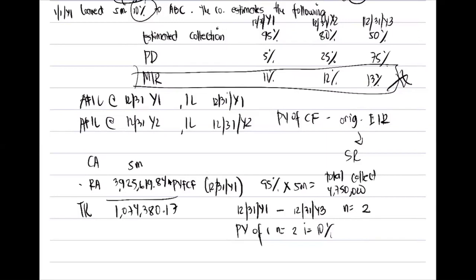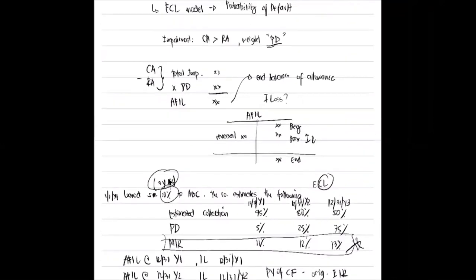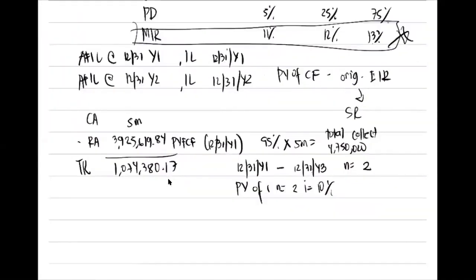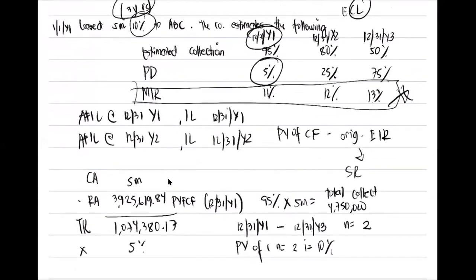1,074,380.17. Okay. So after natin nakuha yung ating total impairment loss, ano na yung next step natin? Balik tayo dito. So after we get the difference between the carrying amount and recoverable amount, that is the total impairment loss, we multiply it to the probability of default so that we get the AFIL. So our probability of default as of December 31, year 1 is 5%. So i-multiply lang natin yan ng 5%.